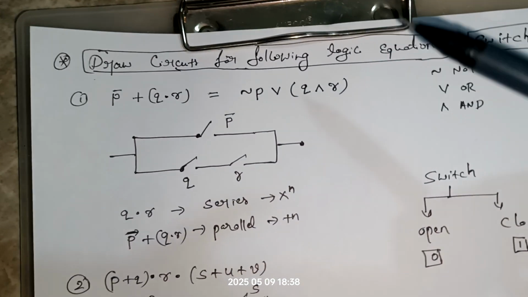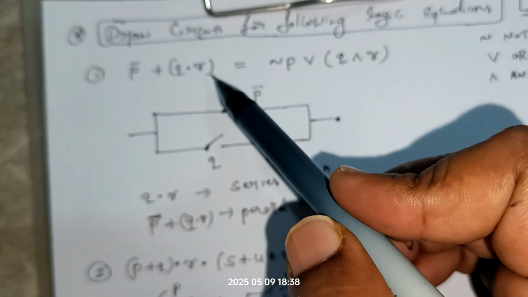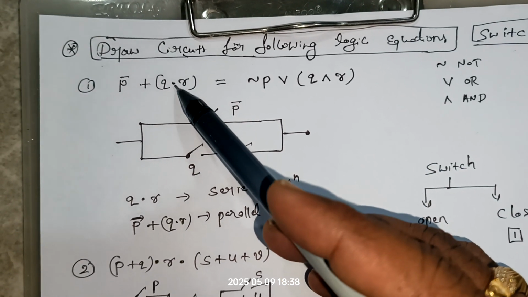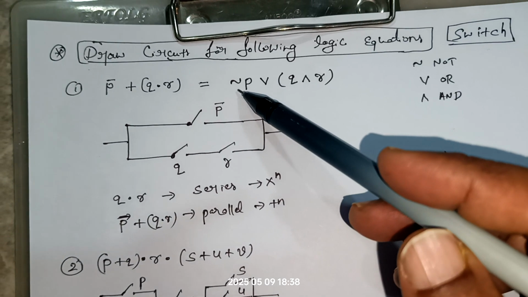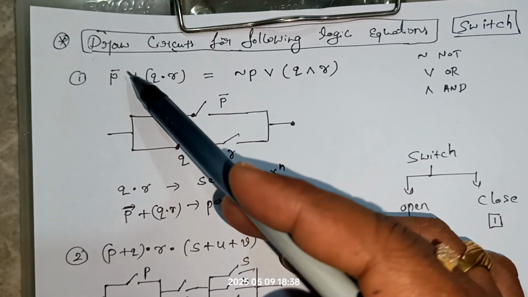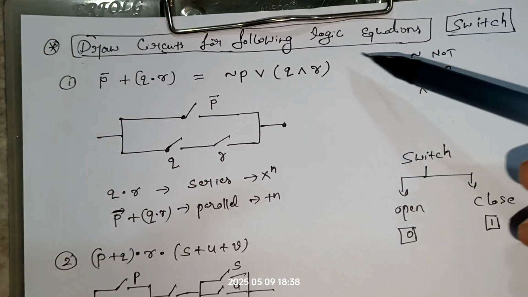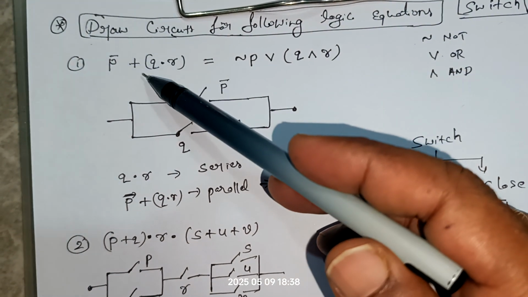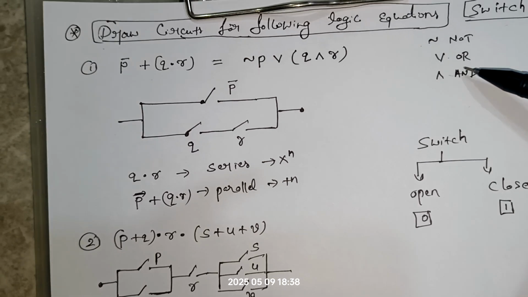Then with the help of this equation, look at this, P bar plus Q into R is equal to, from here we can directly draw this, or if you want you can write these symbols. Whenever it is bar, which is like not, the symbol of not is like this. This symbol is called the OR symbol, which is plus. This is the multiplication symbol, that symbol is like this.